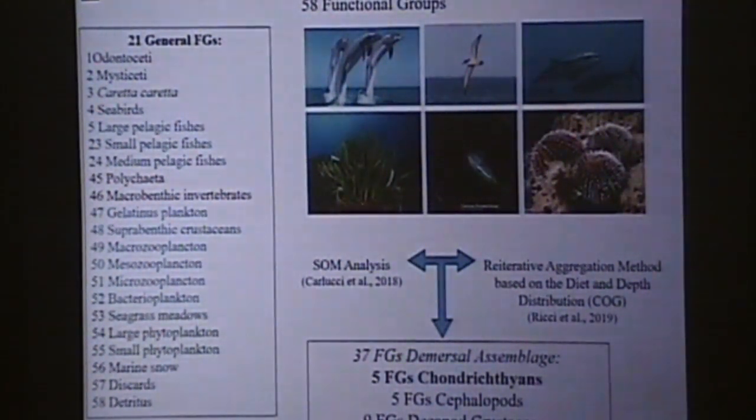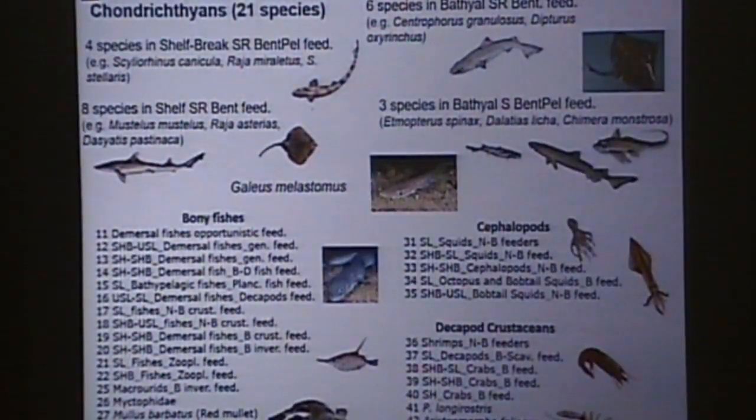Our trophic web is constituted by 58 functional groups. 37 of them are demersal, coming from the demersal assemblage, and among them, 5 refer to chondrichthyans. Namely, we have 6 species in shelf sharks and rays benthic feeders, 4 species in shelf sharks and rays benthopelagic feeders, 6 species in bathyal sharks and rays benthic feeders, and 3 species in bathyal sharks benthopelagic feeders. We decided to put Galeus melastomus as a single species because of its importance.